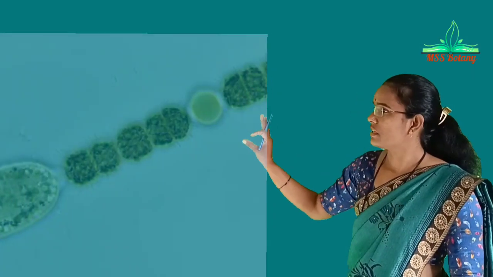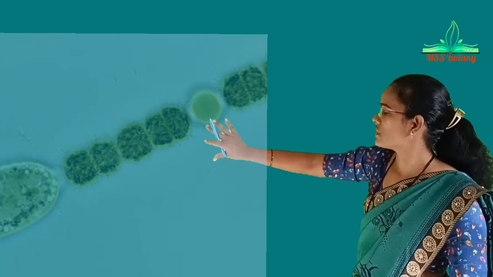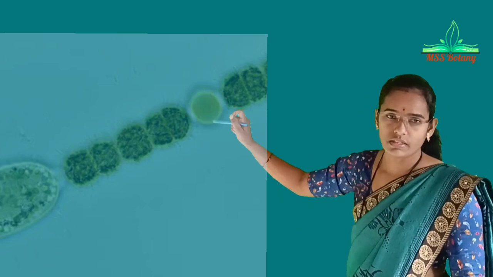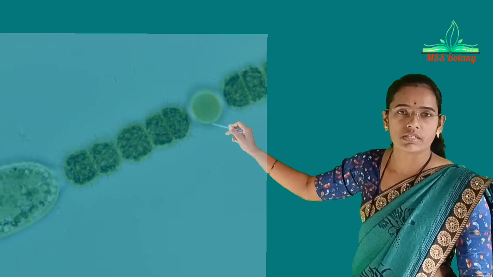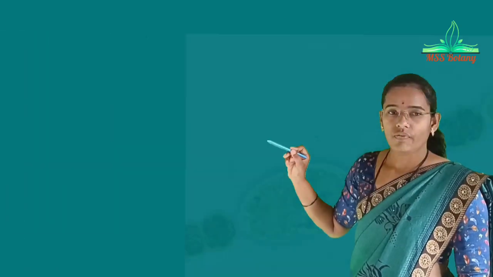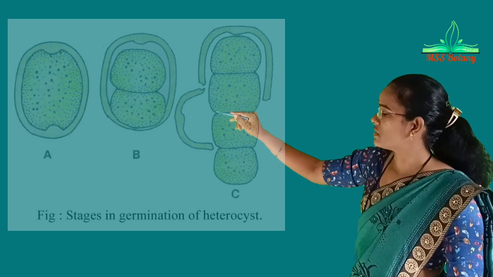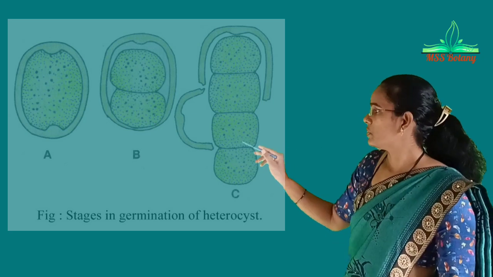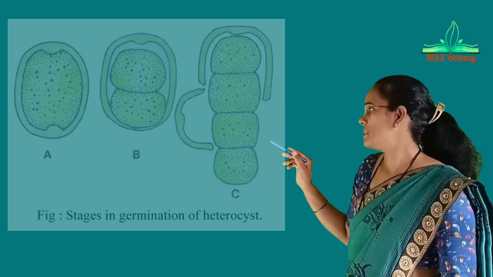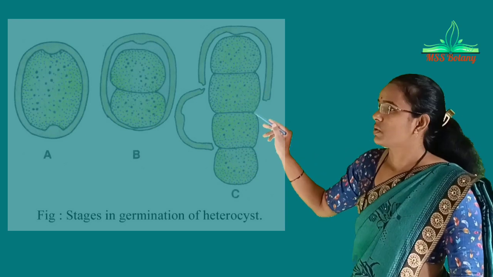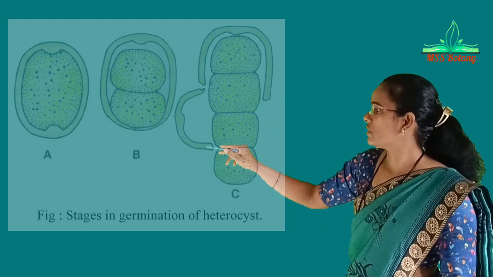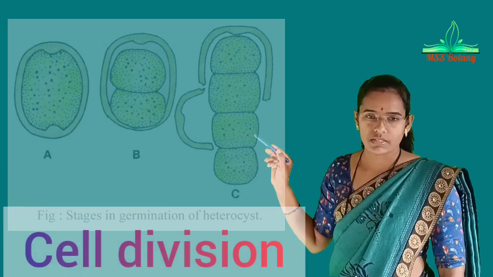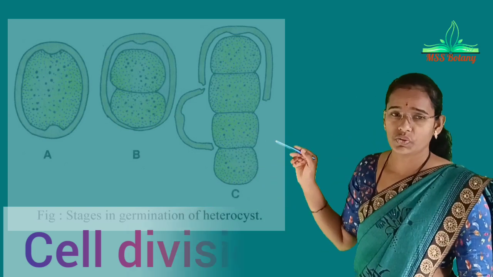Then the second type is the heterocyst. These are intercalary. Heterocysts are present in between the cells in the filament of the Nostoc, in an intercalary position. When they are separated from the filament, they can develop into a new cell, means they have the capacity to develop into a new form of Nostoc algae. They develop into a new thallus of the algae by cell division.